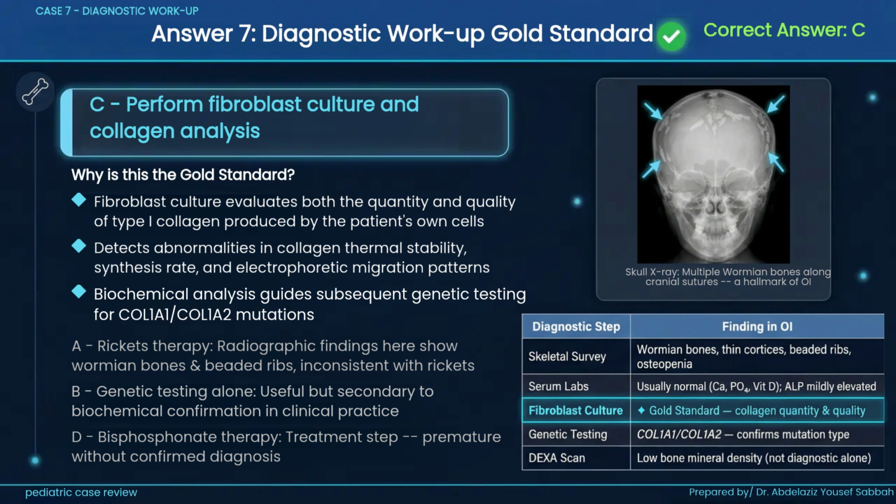Why are the other options wrong? Option A is incorrect because the radiographic findings of Wormian bones and beaded ribs are inconsistent with rickets. Option B, genetic testing alone, is useful but secondary to biochemical confirmation in clinical practice. Option D, bisphosphonate therapy, is a treatment step and is premature without a confirmed diagnosis.